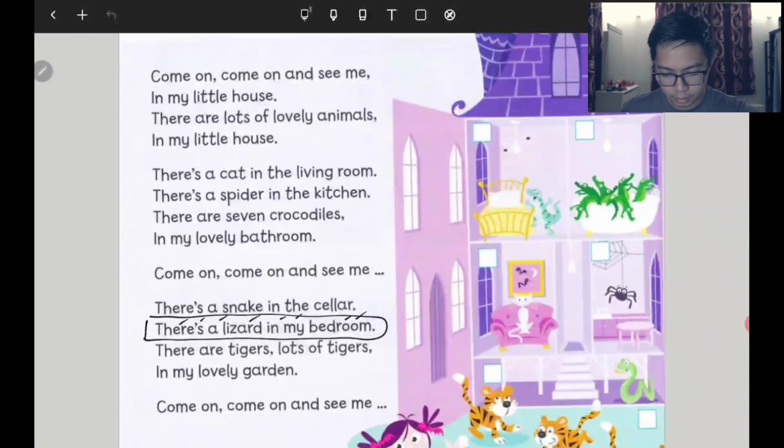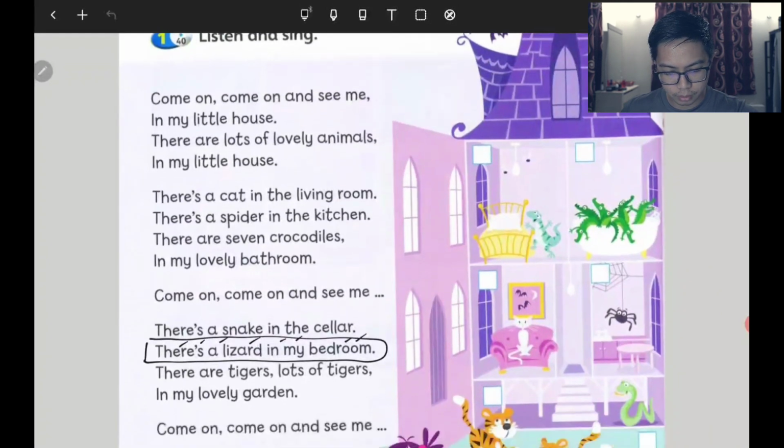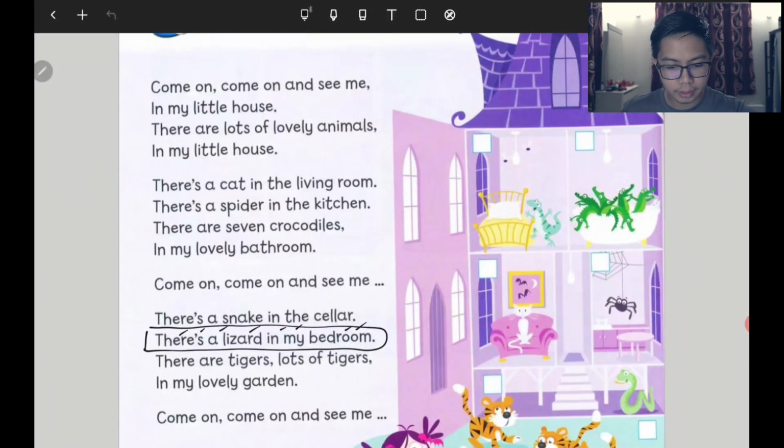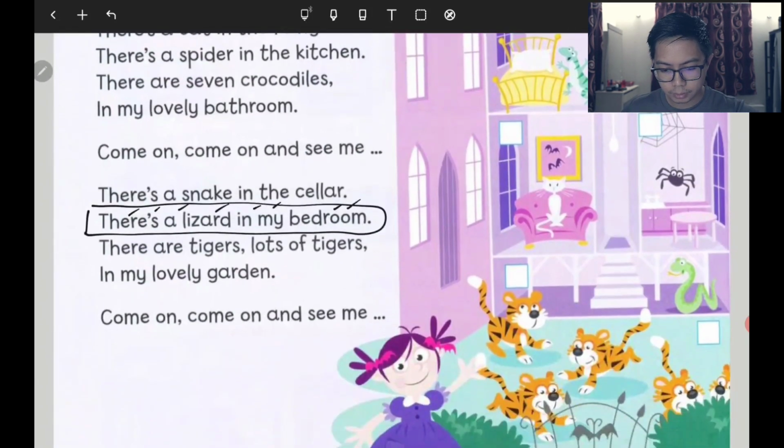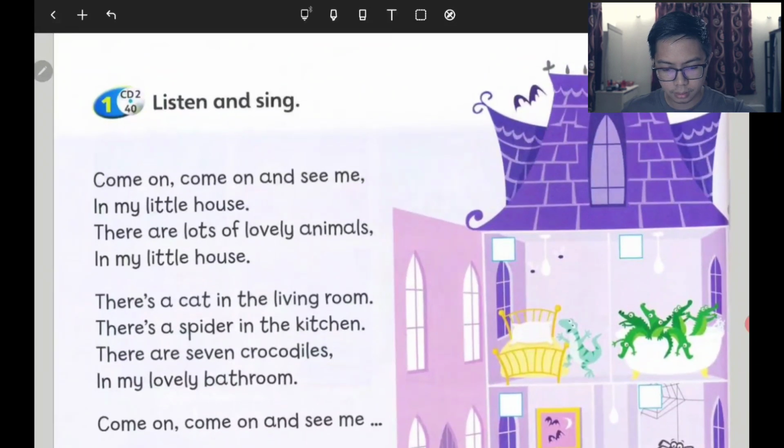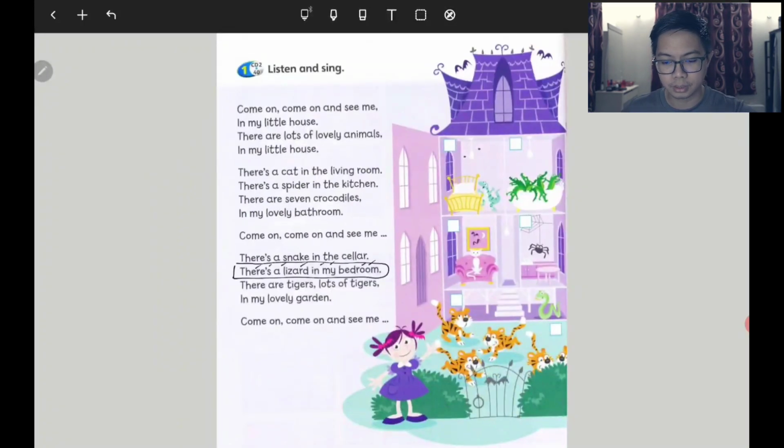Okay, this is the song that we have learned previously. The animals. See, you are going to revise. You need to remember these animals as well. The tigers, lizard, cat, spiders. You have learned this when you were in year 1, right?